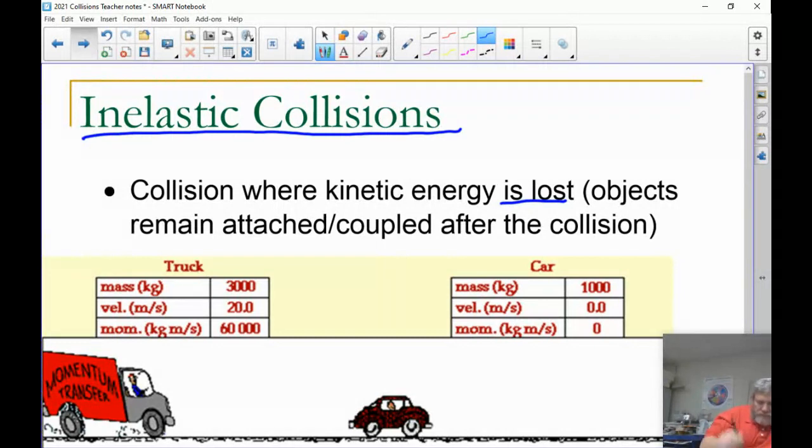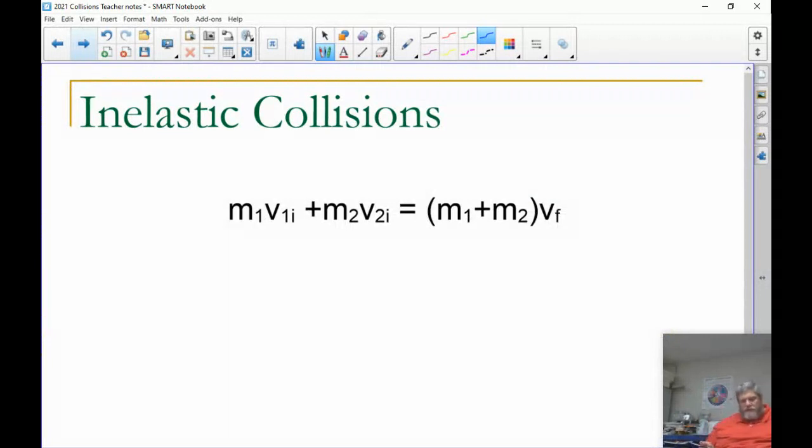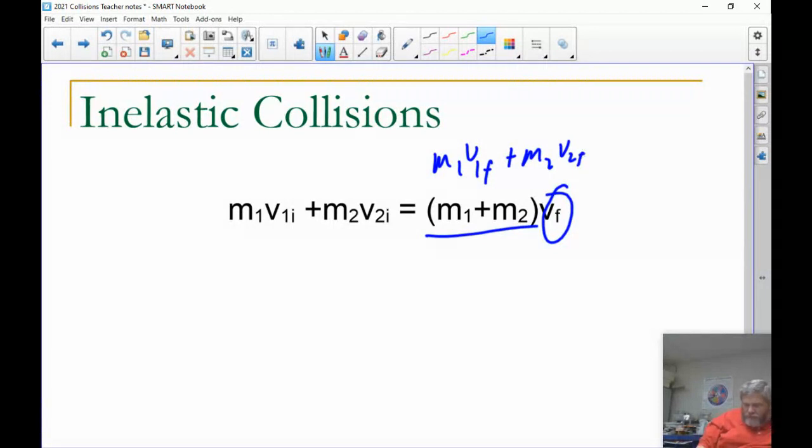All right, so this actually makes calculating it a little bit easier because if they stick together, they have the same final velocity at the end, so we can just add their two masses together. It's the same equation. This is just m1 v1 final plus m2 v2 final. But v1 final and v2 final are the same, so we can just call them v final, and so we just can write it like that.